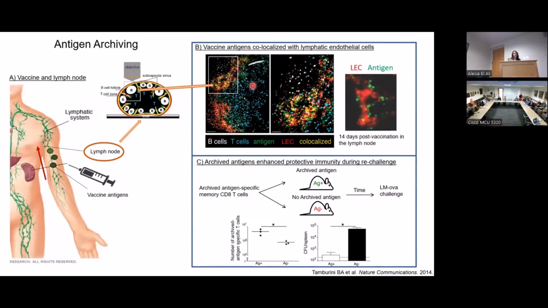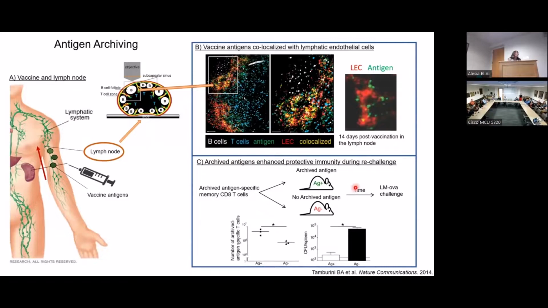This image on the right is showing that these lymphatic endothelial cells, which are shown in red here, are co-localized with the antigen, which is in green. So this is the edge of the lymph node as shown over here. And this over here is a lymphatic endothelial cell that is decorated with these foreign vaccine antigens. And remember, the lymphatic endothelial cells also line the lymphatics that drain to the local draining lymph nodes.